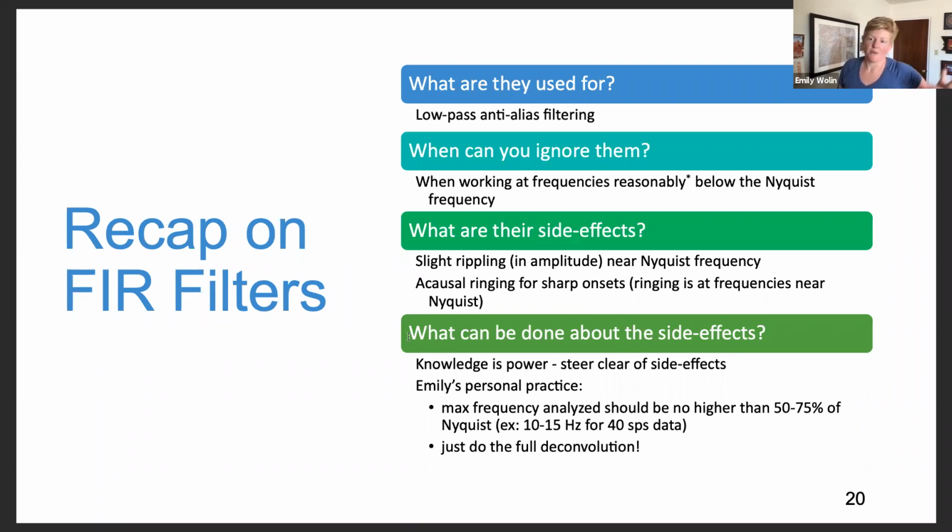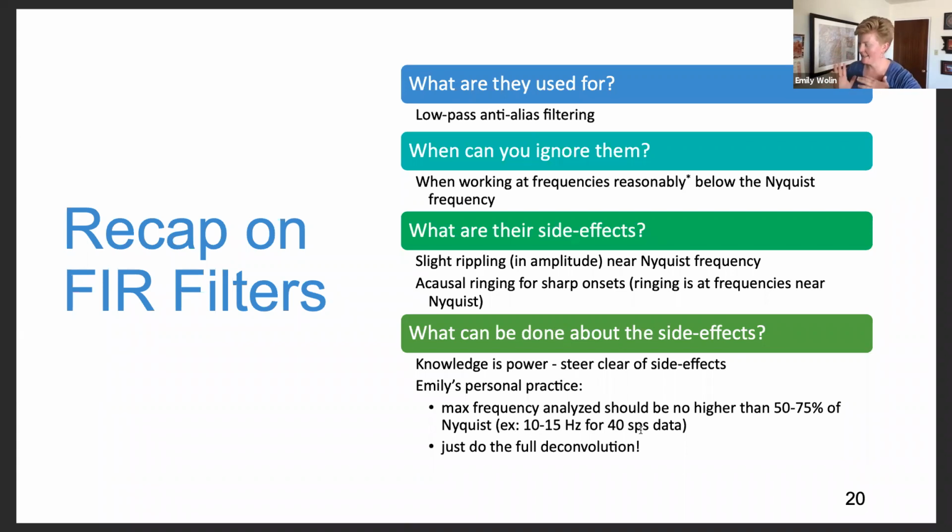And basically, what can you do about this? It's always going to be there, but now you know about them, so you can be aware of them. My personal practice, my preference, is that if I need high frequency data, I'm not going to look at anything higher than about 50 to 75% of the Nyquist frequency. For example, if I have data sampled at 40 samples per second, my Nyquist frequency is 20 Hertz. So 50 to 75% of 20 Hertz is 10 to 15 Hertz, right? For my applications, I want to just avoid that rippling.